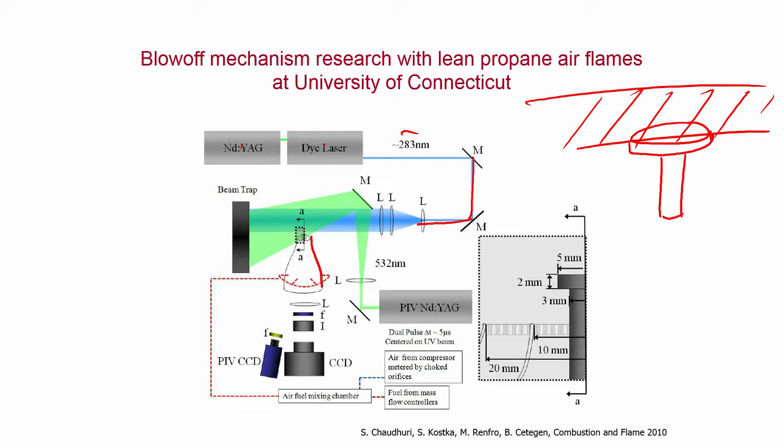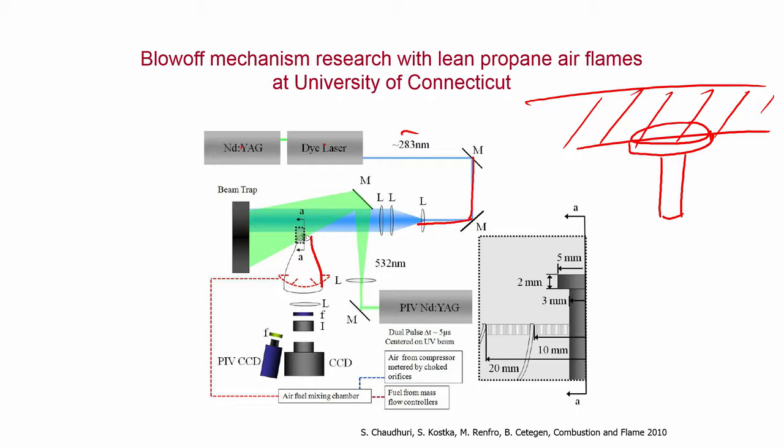Now, this PLIF laser sheet is located exactly in the same location as that of the PIV laser sheet, because we want to visualize the flow field and the OH field simultaneously. Okay. And so these two are located in the same locations. And temporally, these lasers typically last for about 10 nanoseconds, and this runs at a frequency of about 10 hertz. Okay.